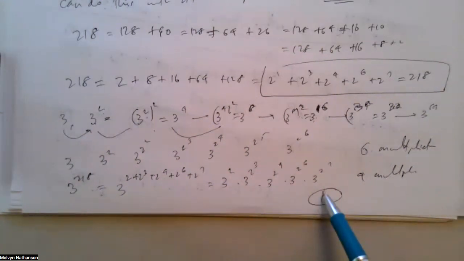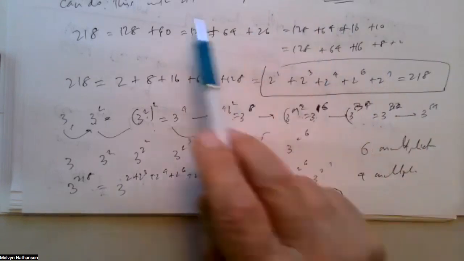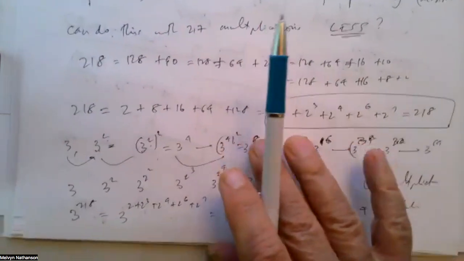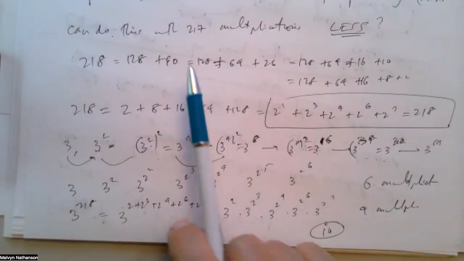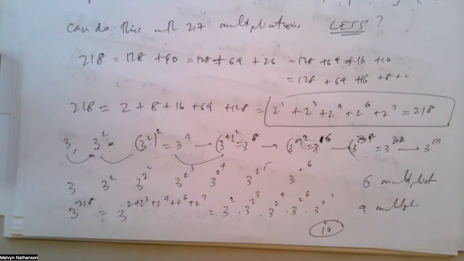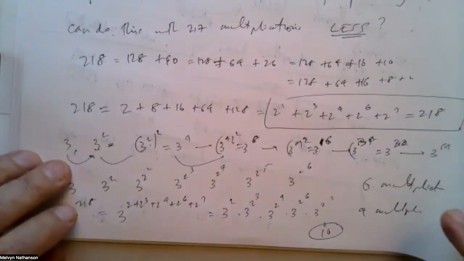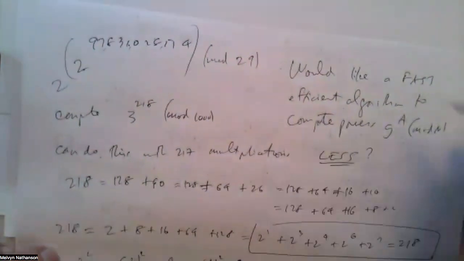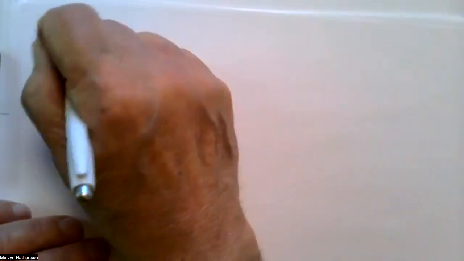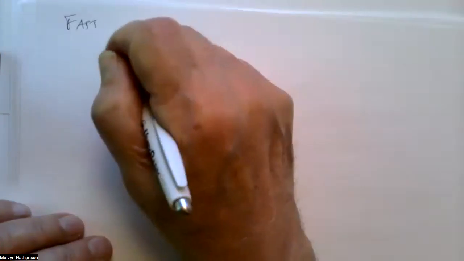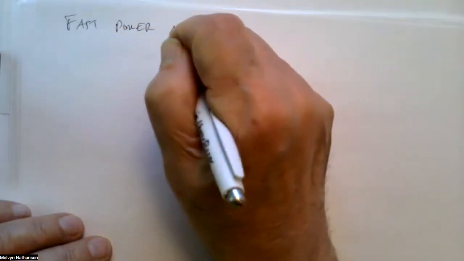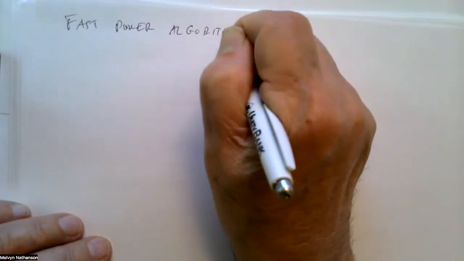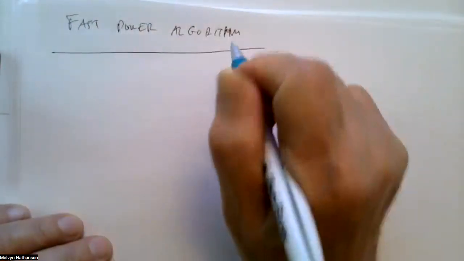So 10 multiplications compared to 217. I did this with 10. Brute force would have been 217. 10 is a lot smaller. So this is a very clever and an extremely efficient way to compute powers. The text calls this the fast powering algorithm.